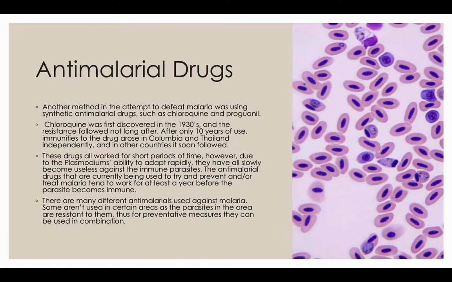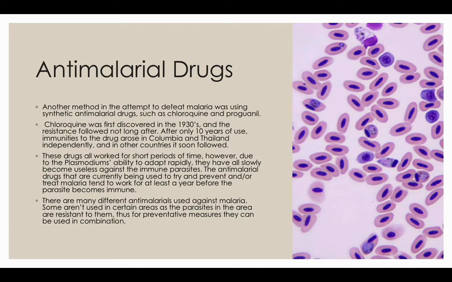Another method of eliminating malaria came from the development of antimalarial drugs, such as chloroquine and proguanil. Chloroquine was the first of this line of antimalarial drugs, discovered in the 1930s and used worldwide for many years. However, after only 10 years of using the drug, immunities began to develop in Colombia and Thailand independently, and soon after this it began to occur in other countries too. After chloroquine came a string of other antimalarials, each one quickly becoming useless due to the Plasmodium's ability to rapidly adapt. Today, new antimalarials can work for a year or more before the parasite develops an immunity.